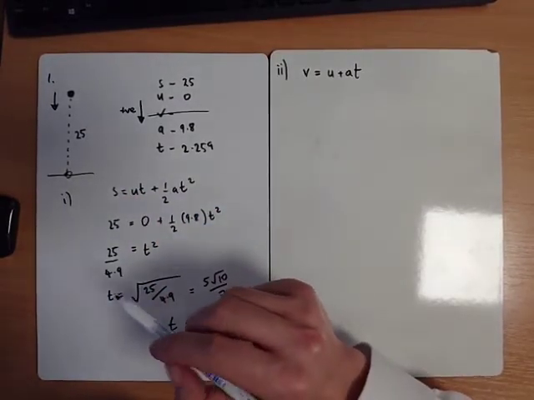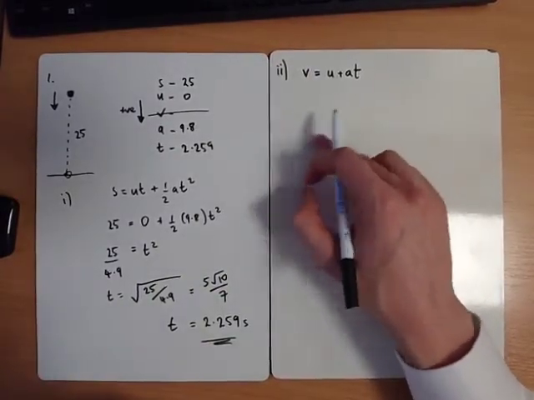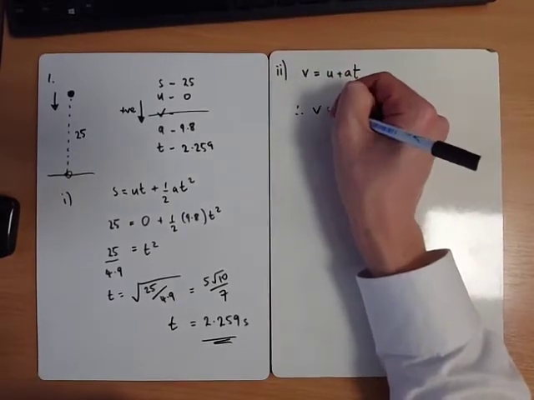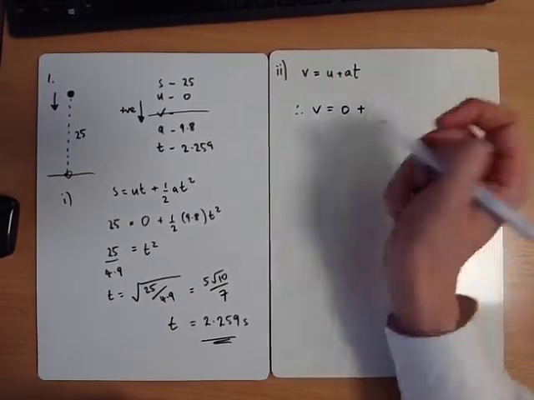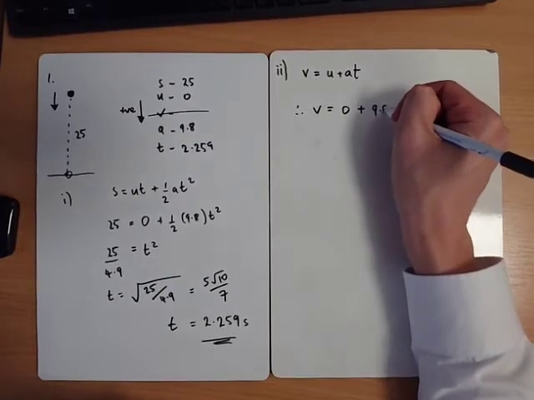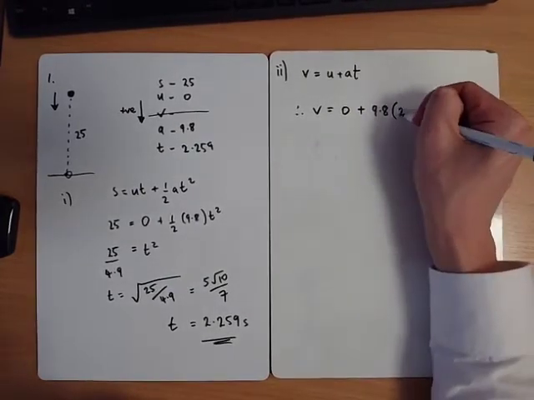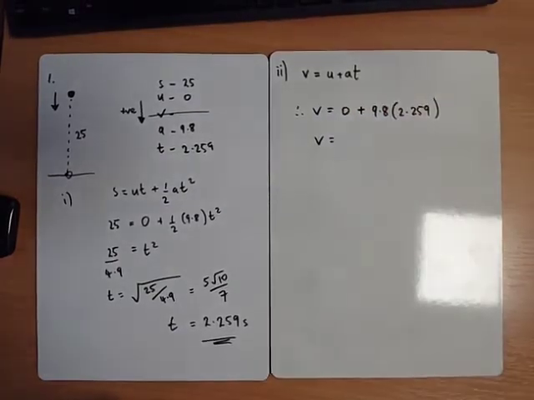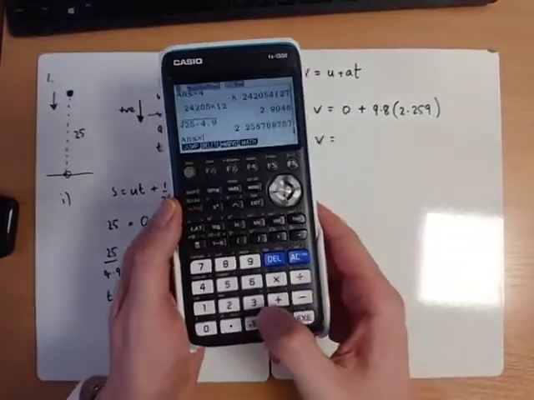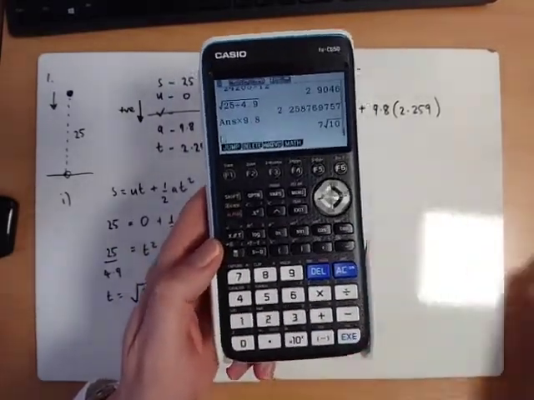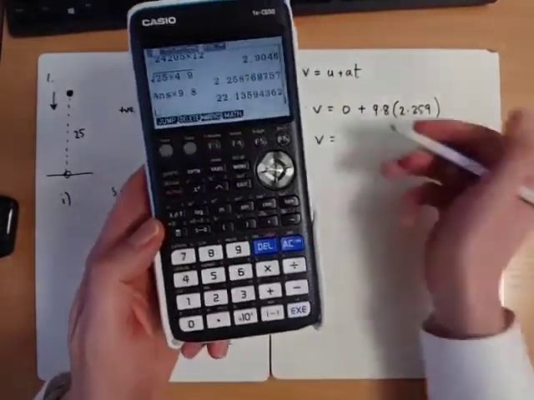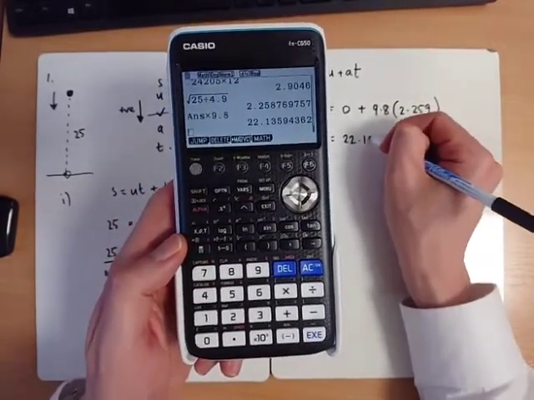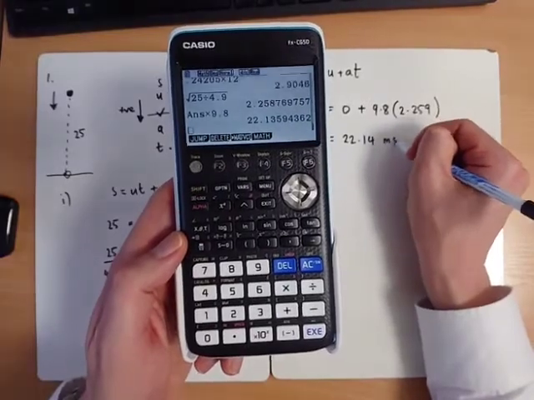If you didn't want to use that one, you could use other equations to avoid that time value, but I'm confident in my calculation. So I would say therefore v would equal u, which would be 0. The acceleration is 9.8, and the time that it was accelerating for is 2.259. So if we multiply our answer by 9.8, that gives us 22.13514. Units for velocity are metres per second.